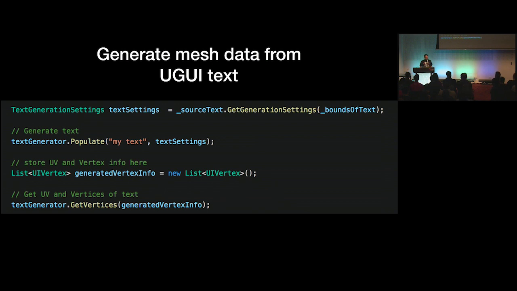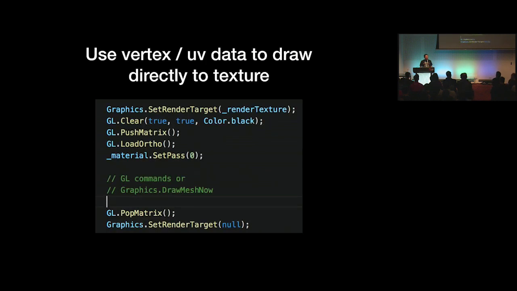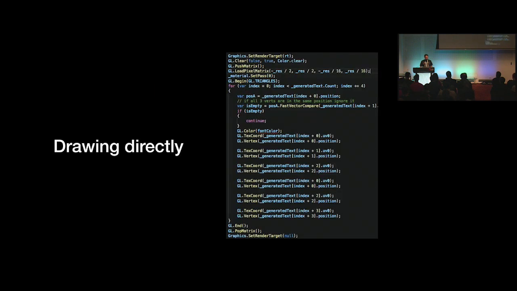So with those, we can just draw it directly again. That's the code right there, but all we're doing is taking all that data from UIVertex and rendering it into a texture. So now we have a nice way to render text directly into a texture and cache it. And that made me very happy.